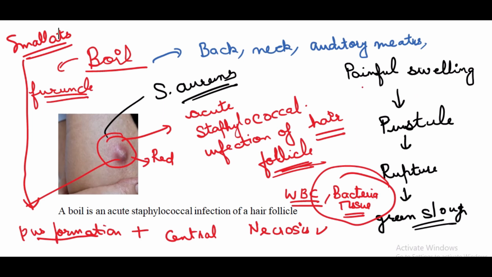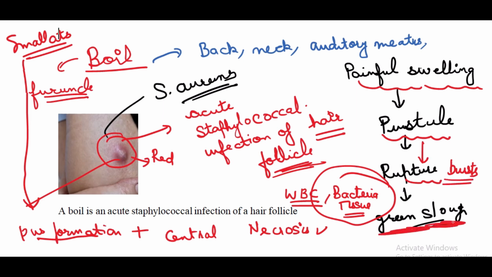So what are the stages of a boil? Let us discuss that. The first is the initial stage. It starts with a painful, indurated swelling. Slowly the swelling extends, with tenderness and surrounding edema. After a few days, the center softens and forms a pustule. This pustule would rupture or burst, discharging a greenish fluid that leaves a deep cavity lined by granulation tissue that heals on its own.